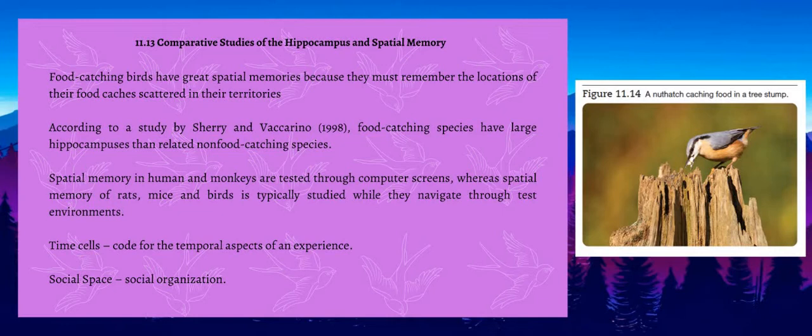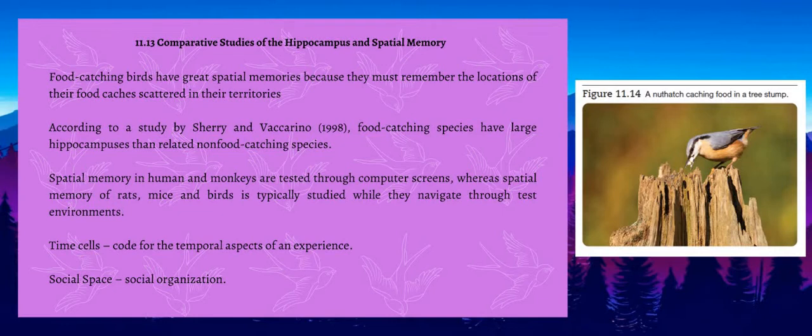Several other forms have been identified in the hippocampus. Certain cells in the hippocampus have been shown to be time cells, which code for temporal aspects of an experience. It is also involved in learning about social organization or social space in humans and mice. In the next section, we will see that cells in the hippocampus and its surrounding structures have been shown to have a direct role in coding concepts.